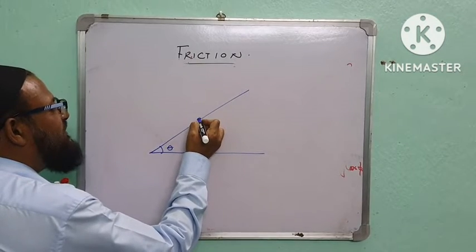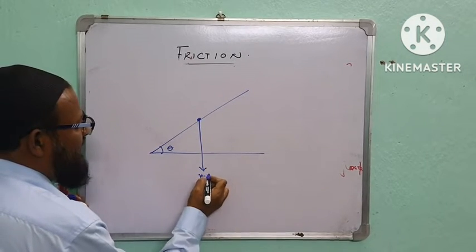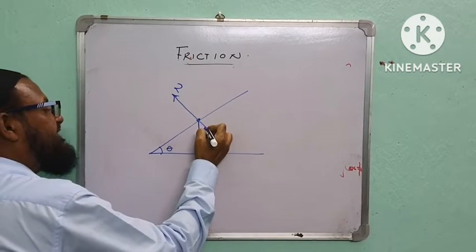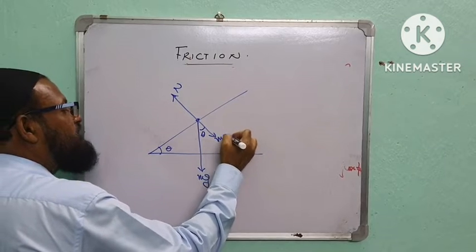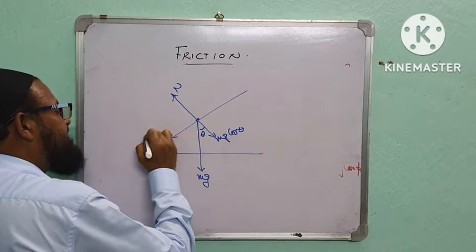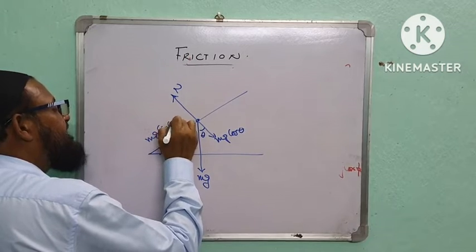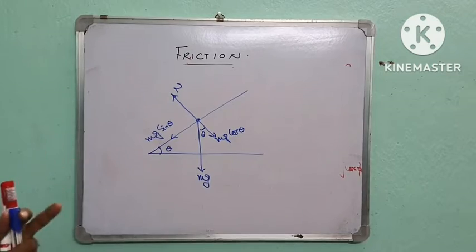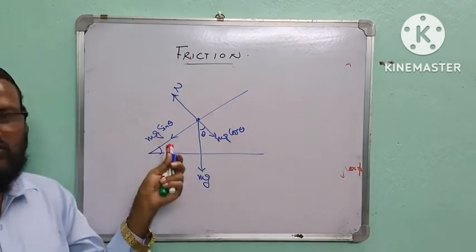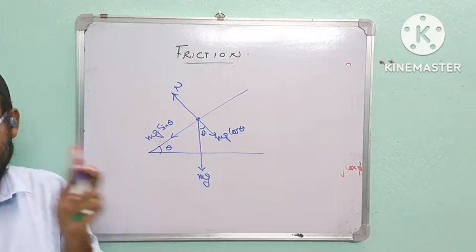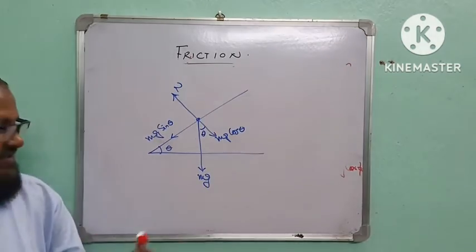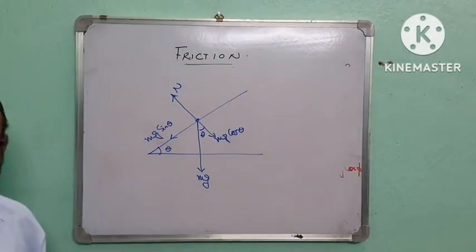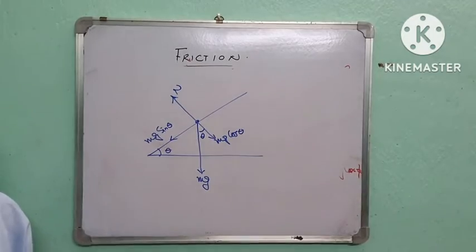Please see here, this is the body. This is vertically downward mg, and perpendicular to the plane is N. With this angle theta, this component is mg cos theta, and this is mg sin theta. Please write this down, this is common for all inclined planes. Up to this, without stopping, draw the plane. Friction is not part of the common figure; friction and its direction may change. This is the common figure for all types of inclined plane questions.